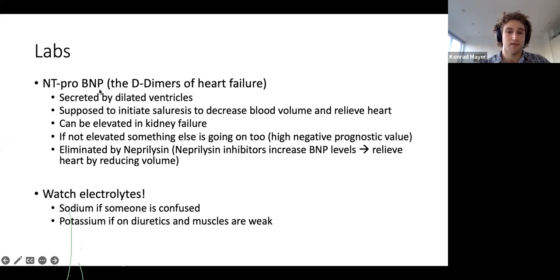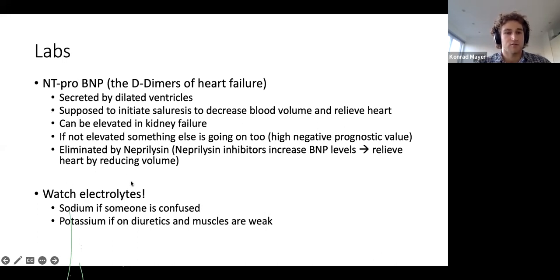And BNP is eliminated by neprilysin. And that is why, in the pharmacology tie-in, there are neprilysin inhibitors. If we inhibit neprilysin, we'll have more BNP, which means more saliresis, which means we'll relieve the heart by reducing the volume. So any heart that is stretched too much by too much volume produces BNP, and we can measure this in a lab test.